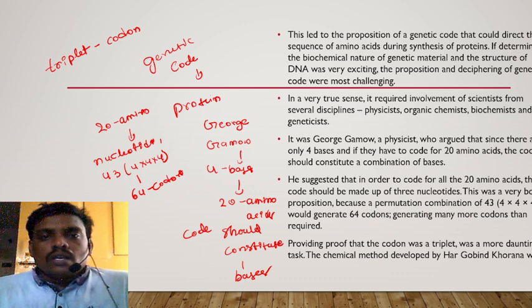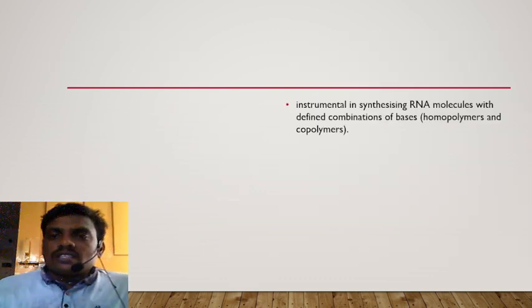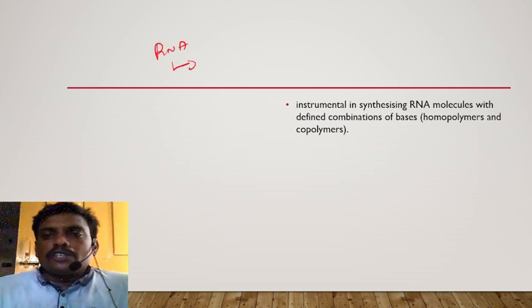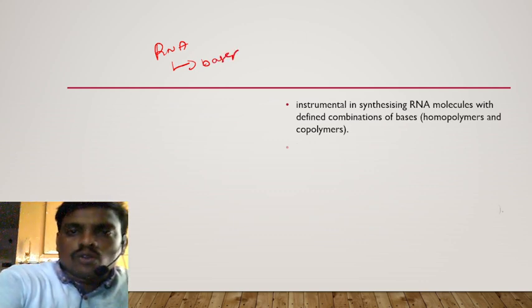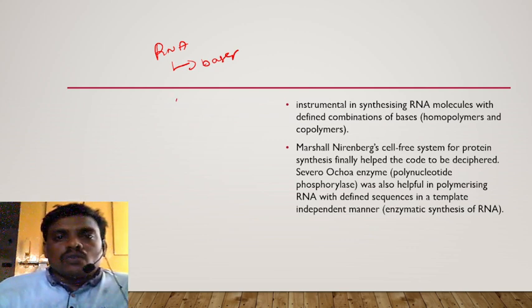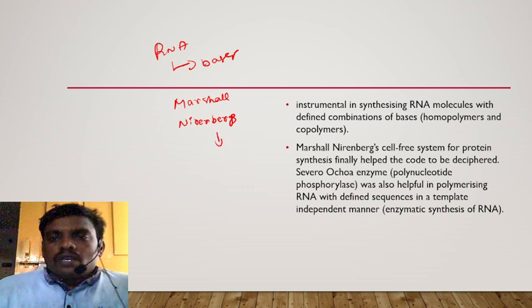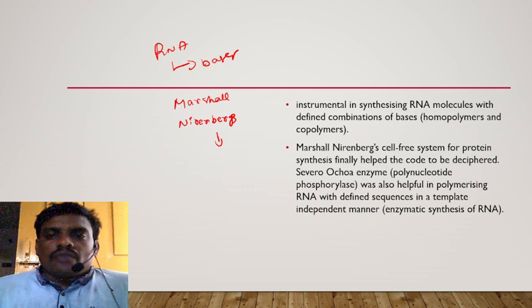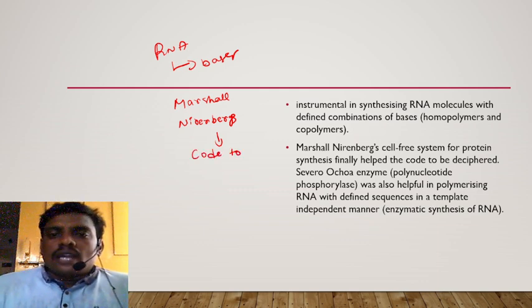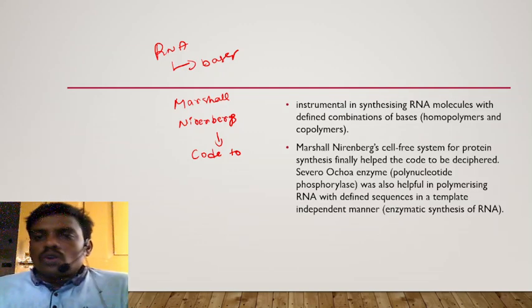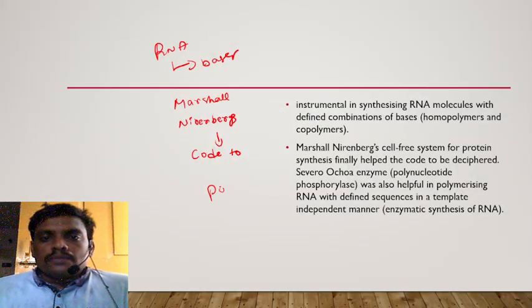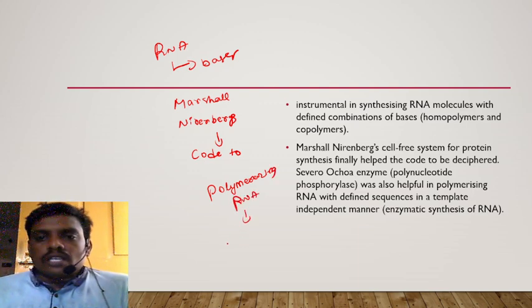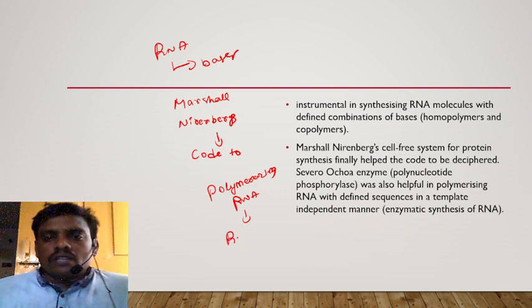The chemical method was developed by Har Gobind Khorana, a great scientist, in synthesizing RNA molecules. With defined combinations of bases, homopolymers and copolymers, Marshall Nirenberg's cell-free system of protein synthesis finally helped to understand the code. Severo Ochoa's enzyme, polynucleotide phosphorylase, was also helpful in polymerizing RNA with defined sequence in a template-independent manner. Enzymatic synthesis of RNA also occurs.